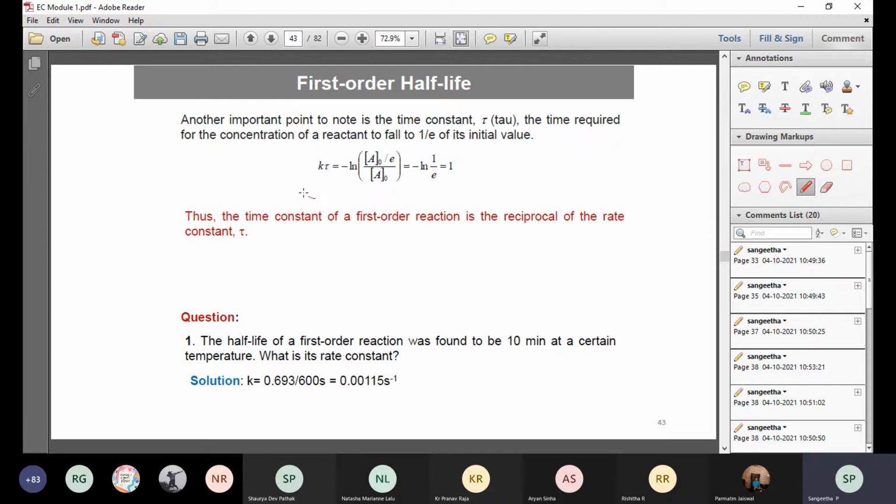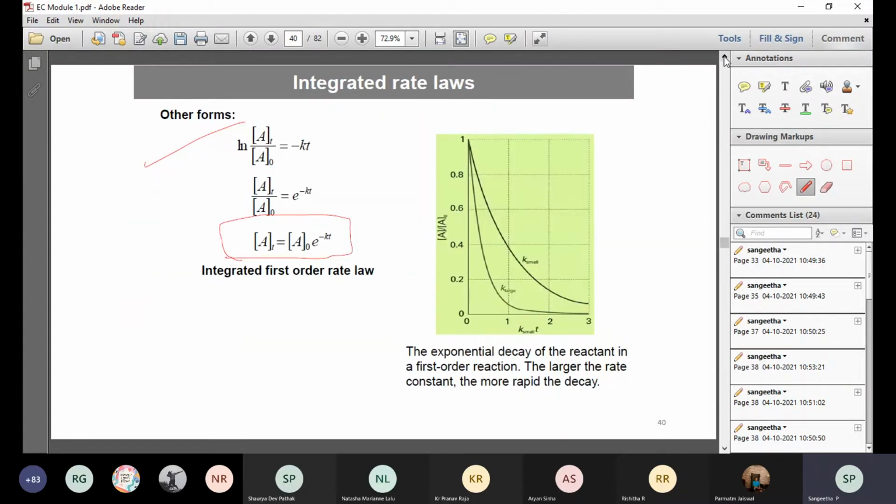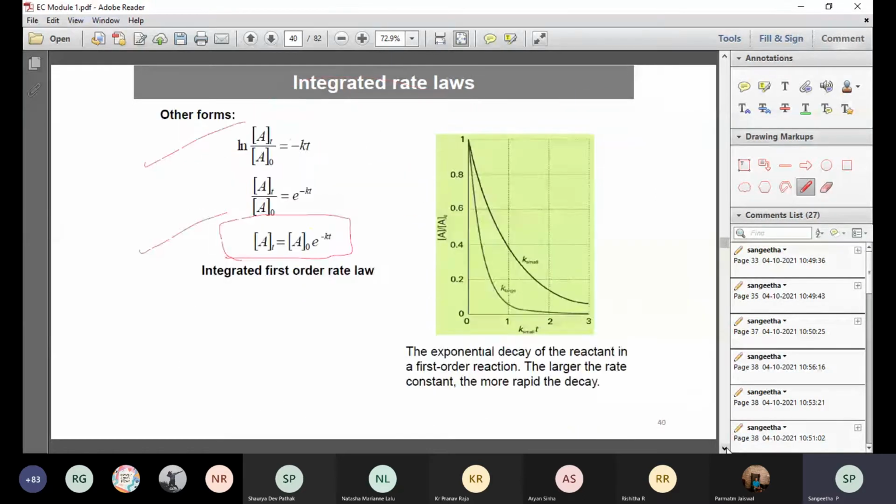So another important point to note is the time constant, that is tau. The time required for the concentration of the reactant to fall to 1 by e of its initial value. So you can just take down this: k into tau is equal to minus ln of A naught by e divided by A naught. Same thing, you're going to use these above equations here. So you know this one, and the other equations are known to you. Based on all these things, you're going to apply it and then have this, okay?